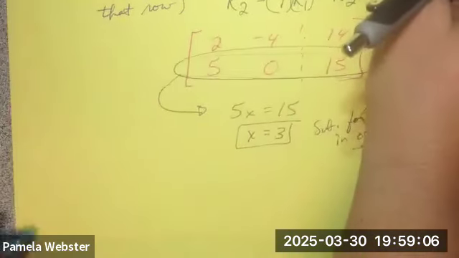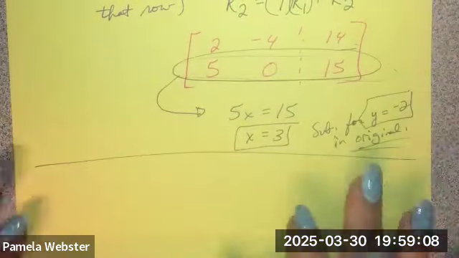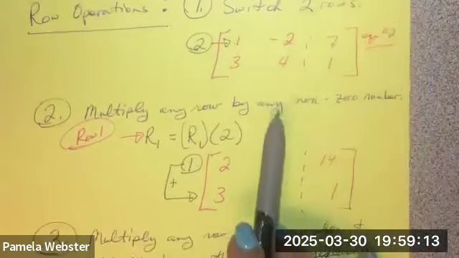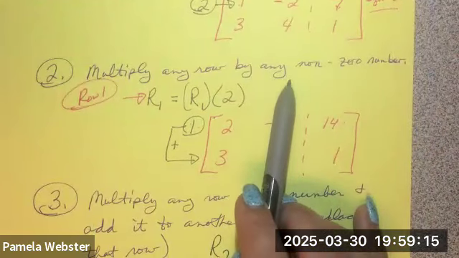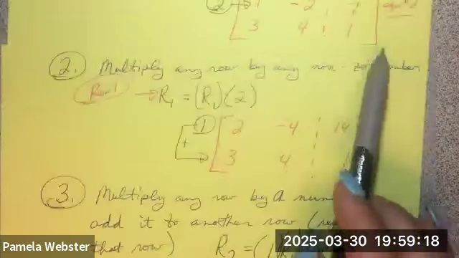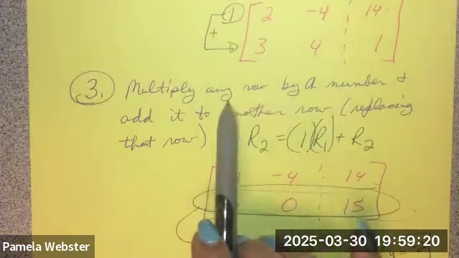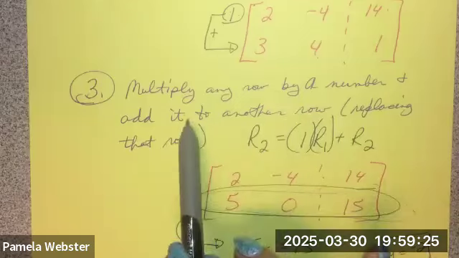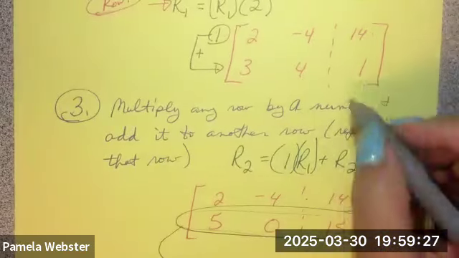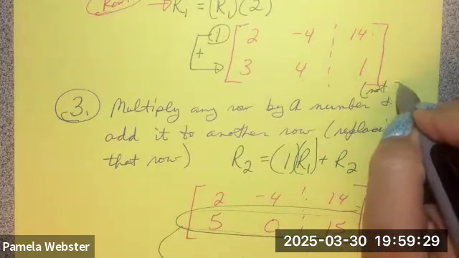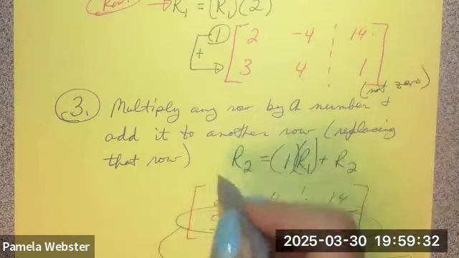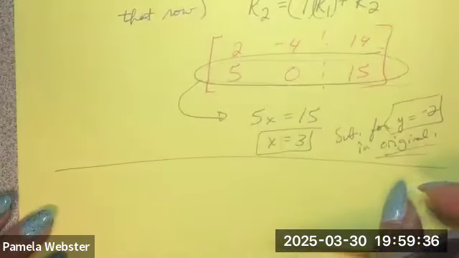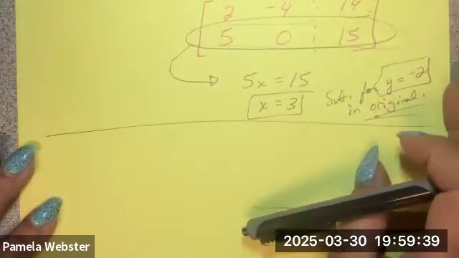Okay, so we can do it like that if we had to, but I was just doing that to show us the 3 row operations. Switch 2 rows, multiply any one row by a non-zero number, and then multiply any row by a number, again, not 0, and then add it to another row, replacing that other row. Okay, those are the 3 row operations, and we'll see them come along as we go.